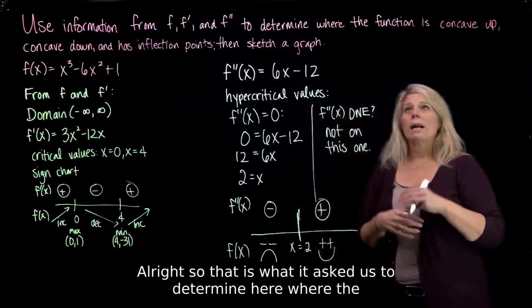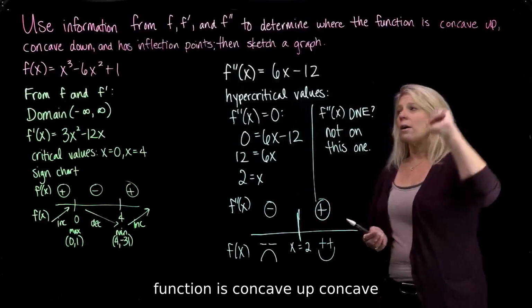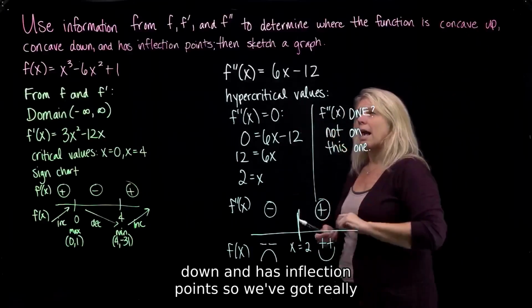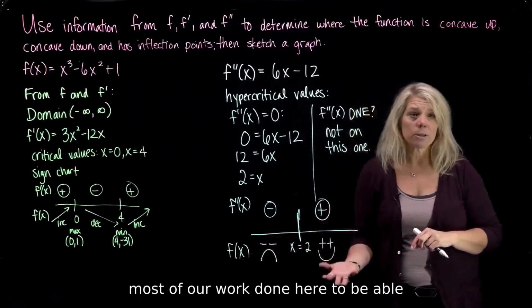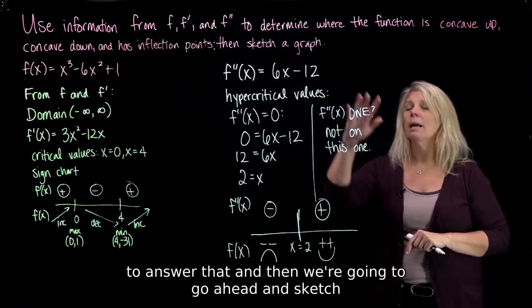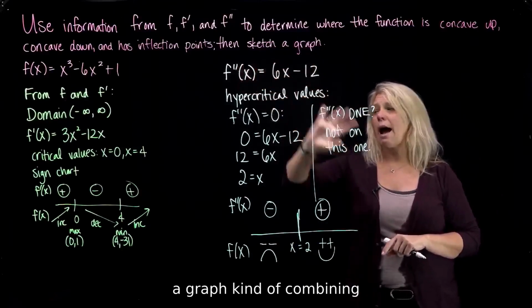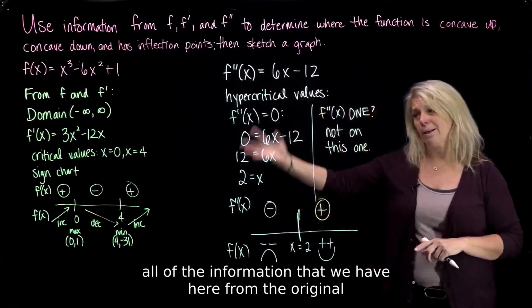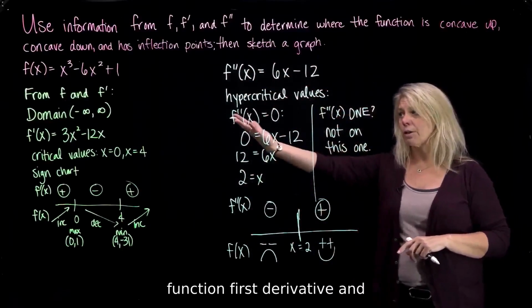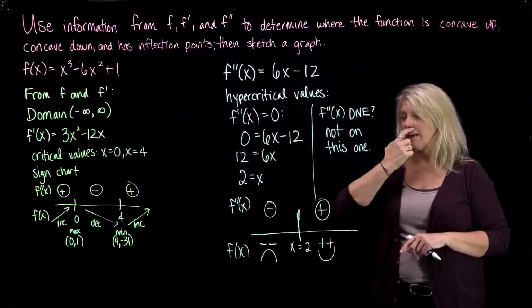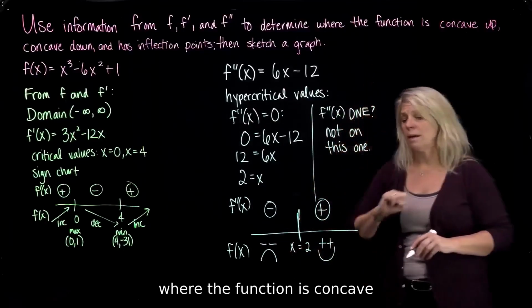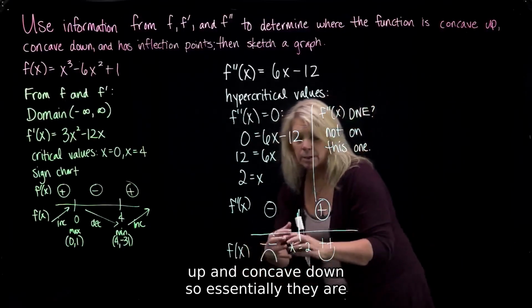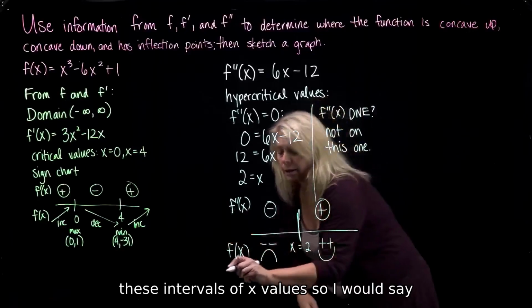All right, so that is what it asked us to determine here, where the function is concave up, concave down, and has inflection points. So we've got really most of our work done here to be able to answer that. And then we're going to go ahead and sketch a graph combining all of the information that we have here from the original function, first derivative, and second derivative. I'm going to go ahead and write down answers for the intervals where the function is concave up and concave down. So essentially they are these intervals of x values.